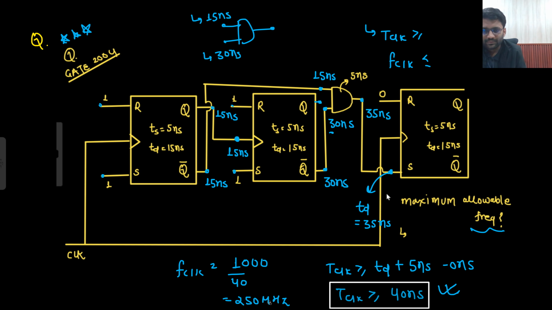Not 250. 25 megahertz. It will become 25 megahertz. Okay, so F clock will become 25 megahertz. Understandable? Right? So the maximum allowable frequency is 25 megahertz. That would be the answer. Again, very good question. I hope you have understood it.